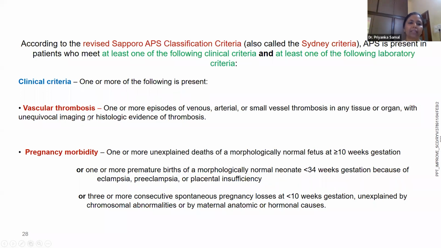So clinical criteria includes vascular thrombosis and the pregnancy morbidity. Vascular thrombosis means one or more episodes of venous, arterial or small vessel thrombosis in any tissue or organ with unequivocal imaging or histologic evidence of thrombosis. And pregnancy morbidity means one or more unexplained deaths of a morphologically normal fetus at more than 10 weeks of gestation, or one or more premature births of a morphologically normal neonate. Each word is important over here. Less than 34 weeks of gestation because of eclampsia, preeclampsia, or placental insufficiency, or 3 or more consecutive spontaneous pregnancy losses at less than 10 weeks of gestation, unexplained by chromosomal abnormalities or maternal problems.